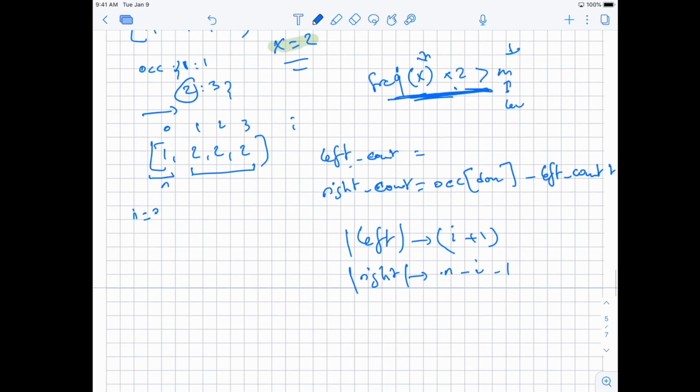Okay, so let's apply it. So we go here, and 1 is different from the dominant element 2.